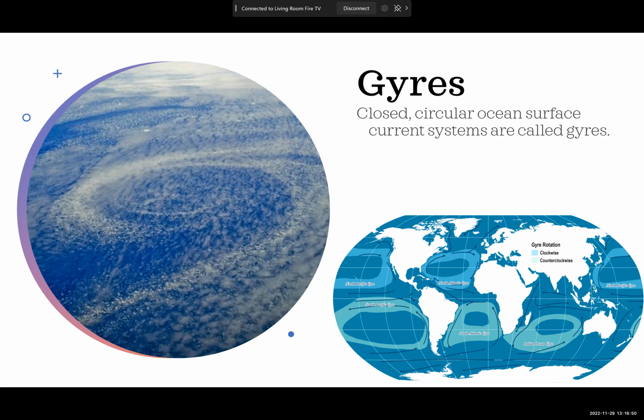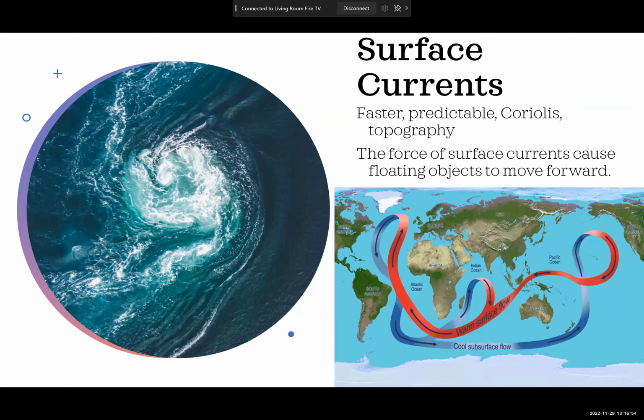All right. So moving on, we have surface currents. These are faster. They're more predictable. They are affected by Coriolis effect and topography. And the force of the surface currents causes floating objects to move forward. This is your general pattern of surface currents on the Earth. Yeah. It's like a big racetrack. It does look like a racetrack.